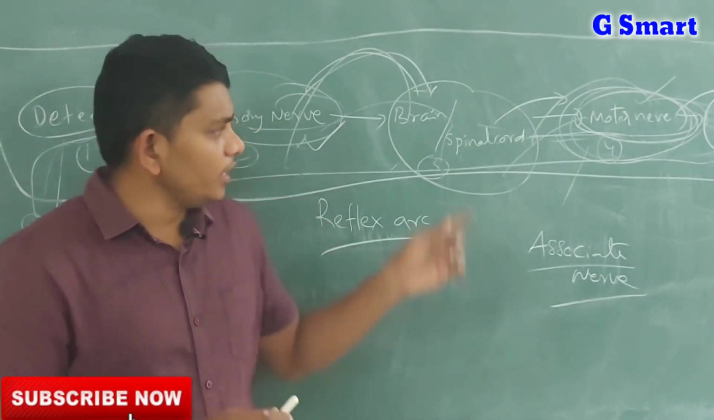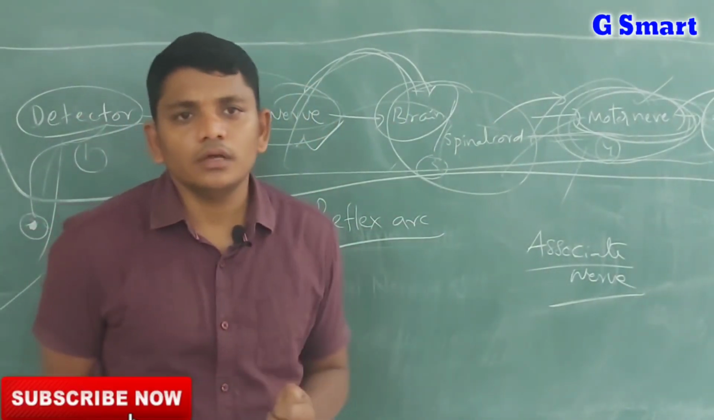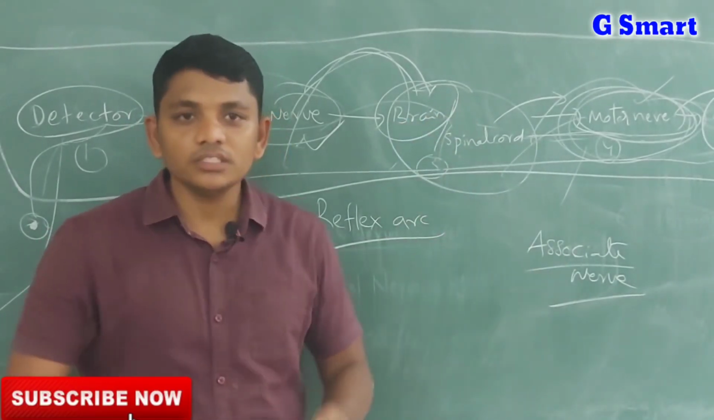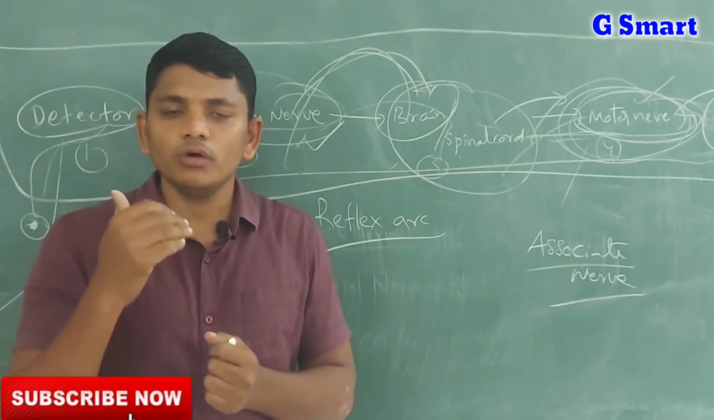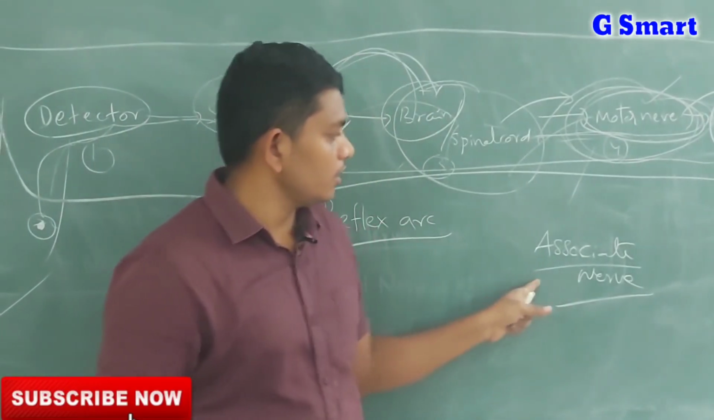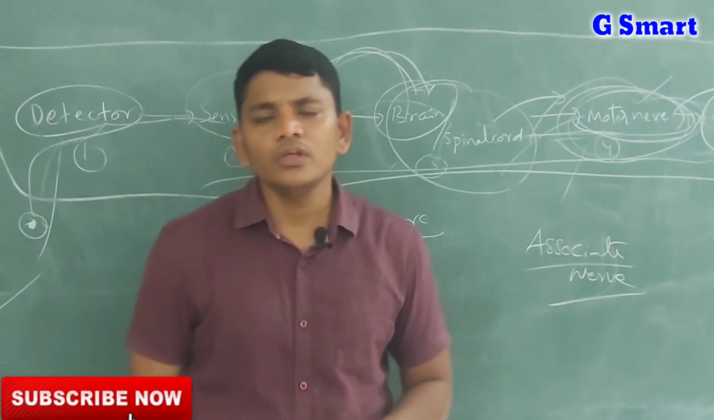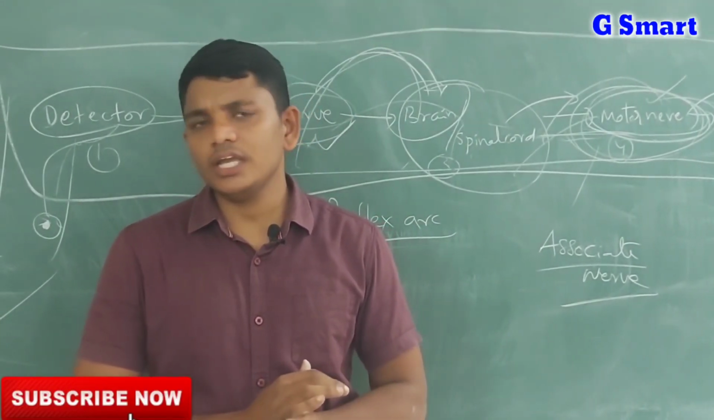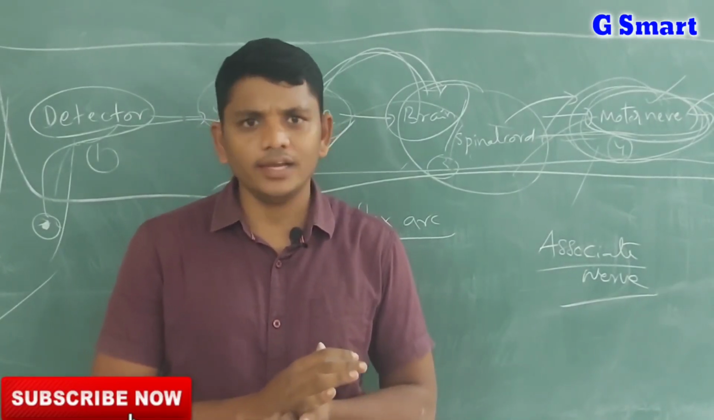So here the information is not going to the brain. Why? Because the associate nerves in the spinal cord are analyzing and giving responses. Then the motor nerves carry the response forward to the effector organ. Why does it happen like this? In a very dangerous situation, this type of action generally happens.